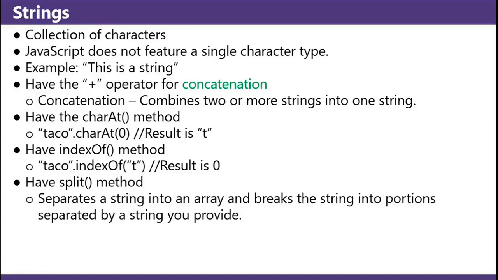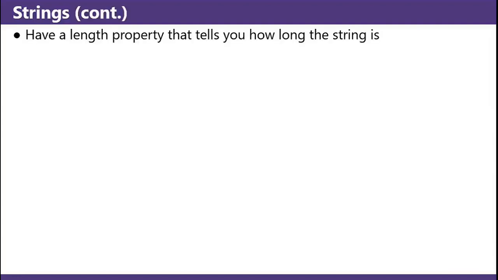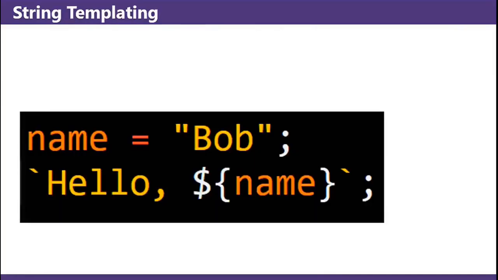It has a split method, which separates a string into an array, breaking the string into portions separated by a string you provide. So if you split 'hello I am Bob' by a space, you get an array with 'hello', 'I', 'am', 'Bob'. And that's how the split function works. Strings also have a length property that tells you how long the string is. 't'.length, the result is 1, because 't' is only a string of length 1.